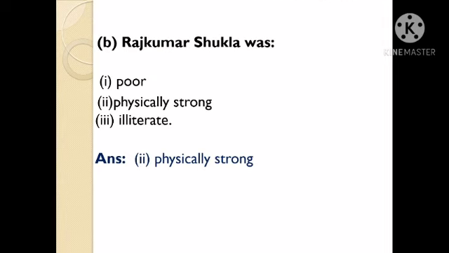Part B. Rajkumar Shukla was. Options are first, poor, second, physically strong, third, illiterate. So, as we have already discussed, Rajkumar Shukla is a poor and illiterate peasant. So, the correct answer is second, physically strong.